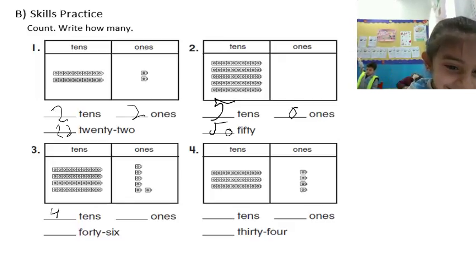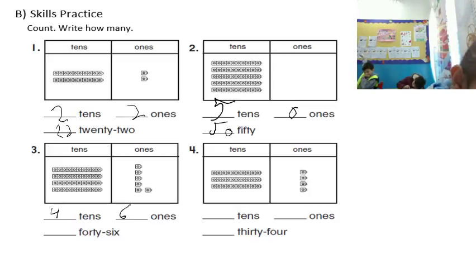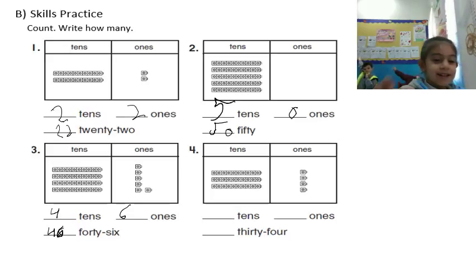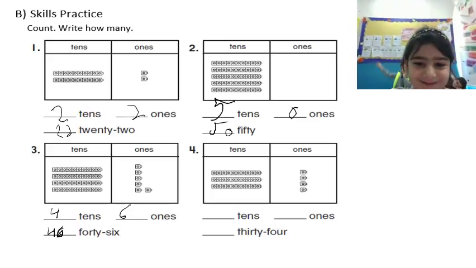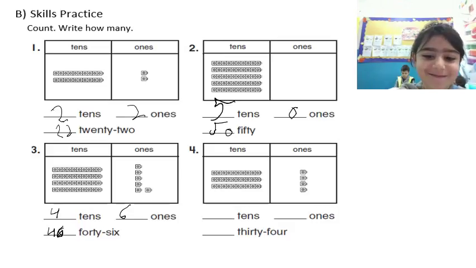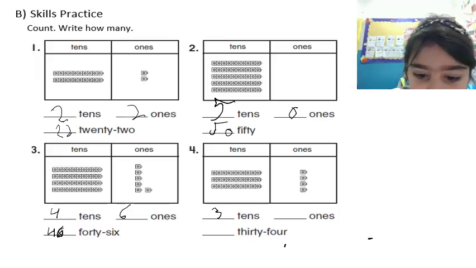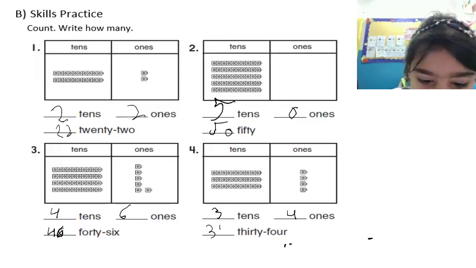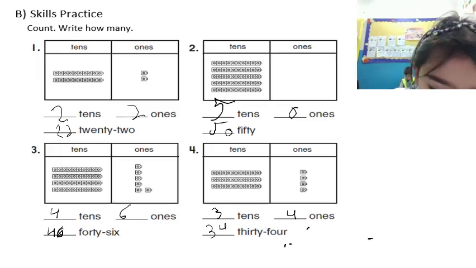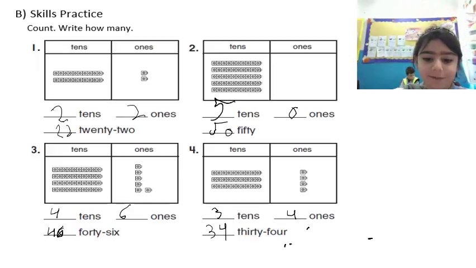How many ones do you have? And your number is? 46. Yeah, it's okay. It's a little hard to write on this. Good job. Let's go to your neighbor. Can you do number 4 for me? And your number is 34. Good job.